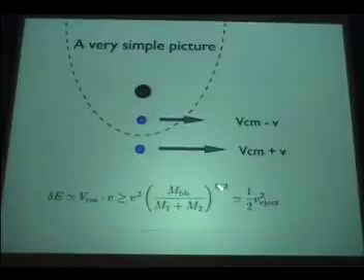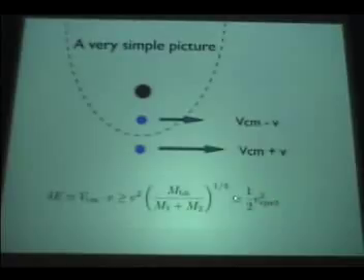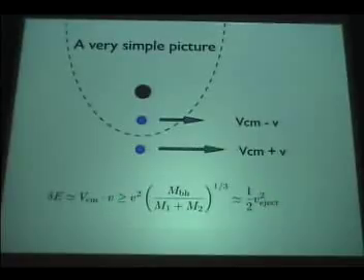And if you do a bit of algebra again, you can work out the ejection speed here, and it turns out that this is roughly 10 times the speed within the binary. So the speed within the binary was order 100 kilometers a second. This V eject, the V at infinity, is of order 1,000 kilometers a second. So that's a very simple picture to understand what's going on.